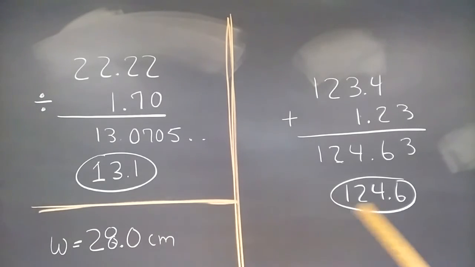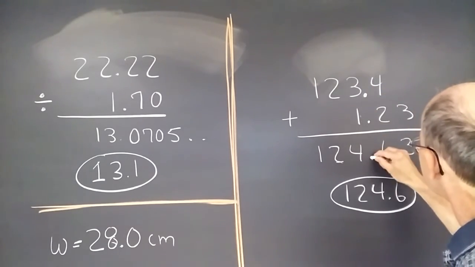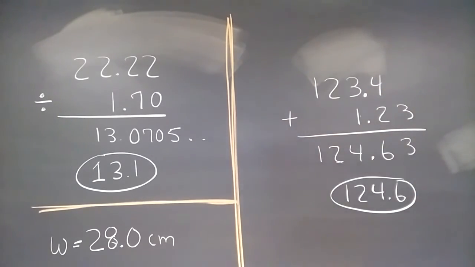Now another example. Let's say you took a couple of numbers and added them, which is what I've got over here. The rules are a little different there. It's sometimes hard to see decimal points, so I wrote 123.4 plus 1.23. Now we're adding, we're not dividing. The answer I get is 124.63, but the 3 is not valid, so I rounded it to 124.6.